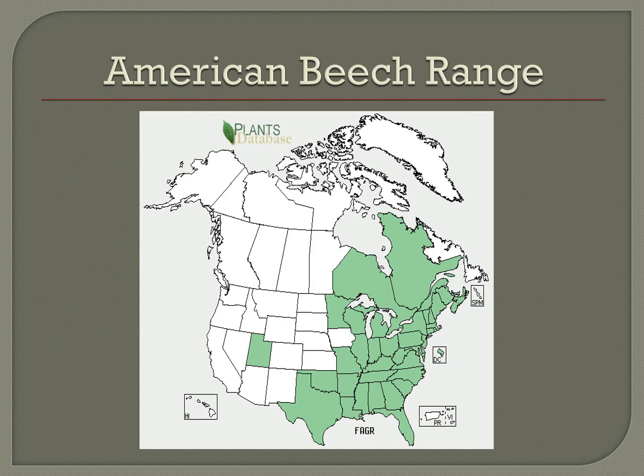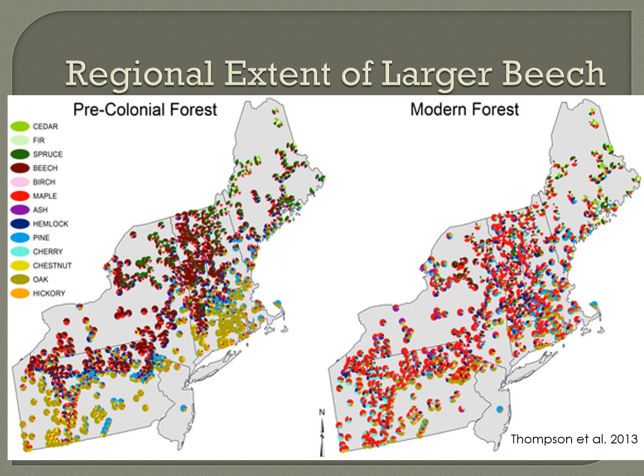The range of American beech is found throughout the eastern half of North America. In this study of the relative abundance of witness trees across New England and the Northeast, you can see that in the pre-colonial times on the left, the majority of the trees that were marked in towns for what were called witness trees was actually comprised of beech trees. This doesn't necessarily represent the entire composition of the forest, but it is interesting in that the trees that were there were large enough to be considered useful for witness trees and marking lot lines.